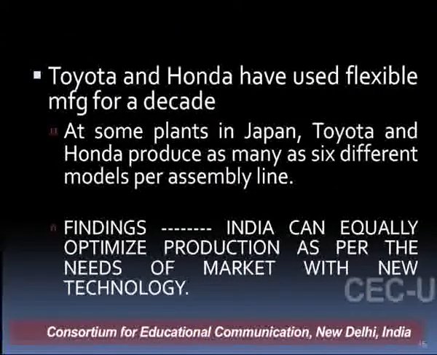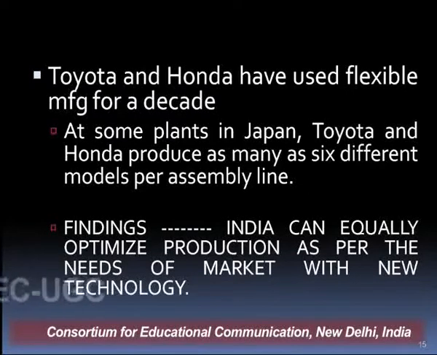Now they are expected to benefit from a new generation of stronger, less expensive robots that can carry, hold and pass on large structural auto parts such as side panels, roofs and underbodies. And let me tell you that they became the leader again in this particular industrial segment. Friends, even Toyota and Honda have used flexible manufacturing for a decade. In some plants in Japan, Toyota and Honda produce as many as 6 different models per assembly line.